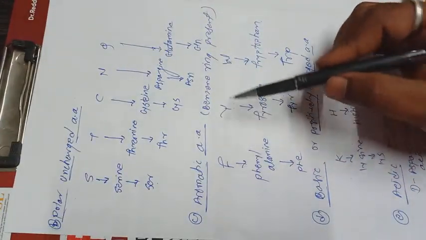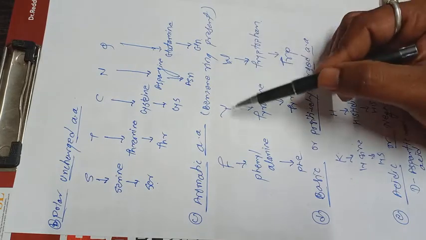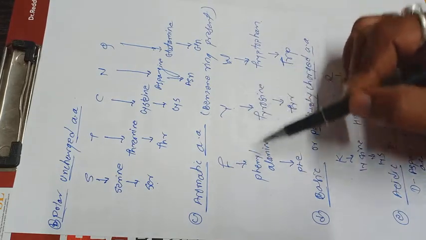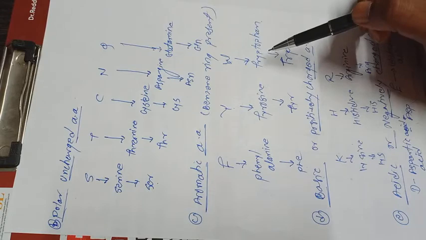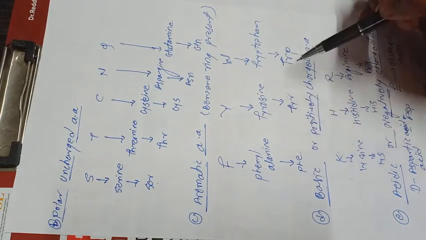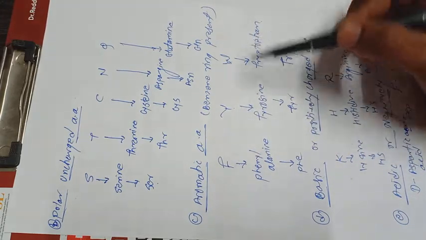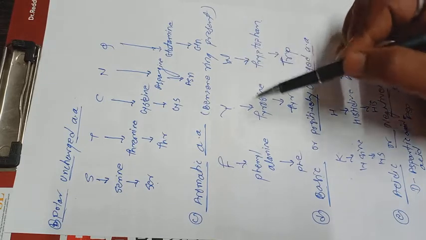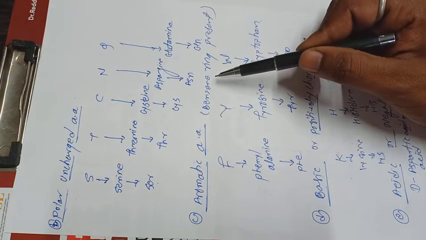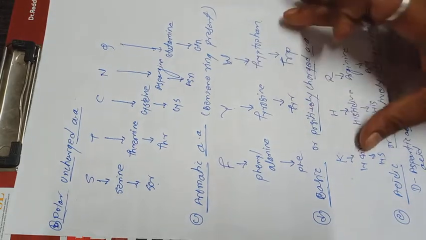Then aromatic amino acids. There a benzene ring is present in the R group, that is FYW: phenylalanine, tyrosine and tryptophan, PHE, TYR, TRP. It is FYW. These are the aromatic amino acids because a benzene ring is present in the alkyl group or R group. Then the last one, that is basic or positively charged amino acids.